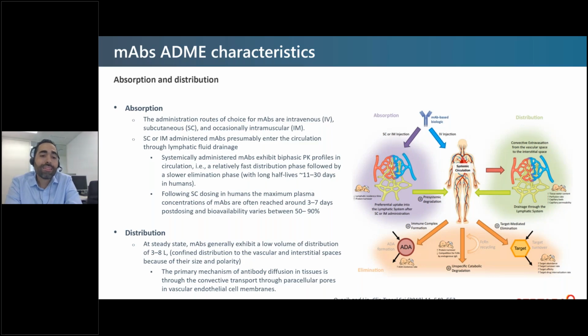For the distribution at steady state, the MABs generally exhibit a low volume of distribution, ranging between 3 and 8 liters, and this represents the confined distribution to the vascular and the interstitial spaces. This is because of their size, as they are relatively large molecules, and their polarity. The primary mechanism of antibody diffusion in tissues is through convective transport through paracellular pores in vascular endothelial cell membranes.